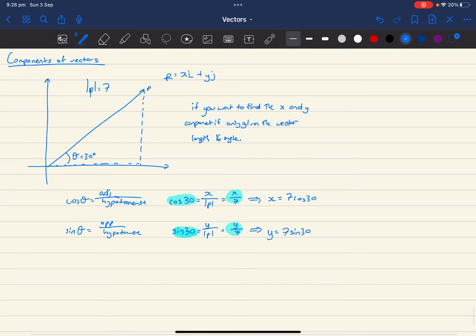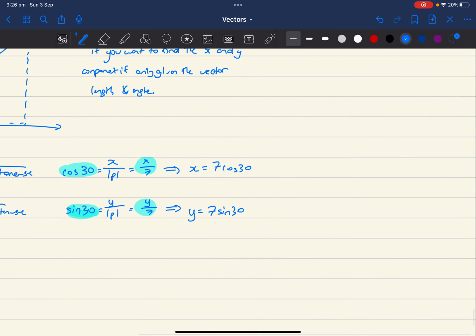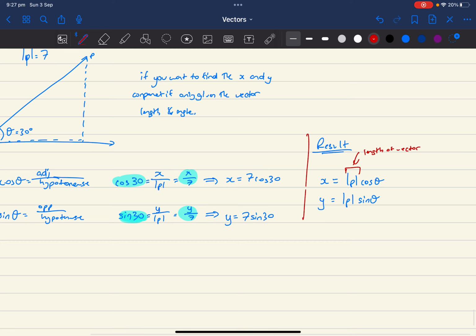So that was just an example, but the general result looks something like this. Your x will always equal the length of the vector times cos theta. The y is always the length of the vector times sine theta, right? So I'll just write this here. This is the length of the vector, and then theta, if you're given theta, then that's how you would figure it out, right? So this is just something that is required to know. I'll just put it in a box. Okay.